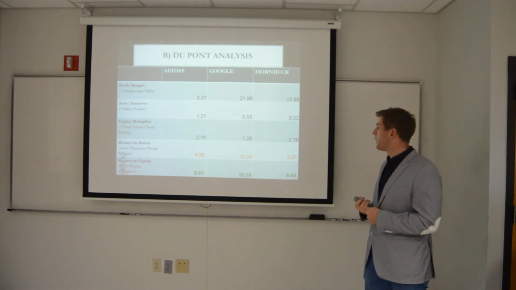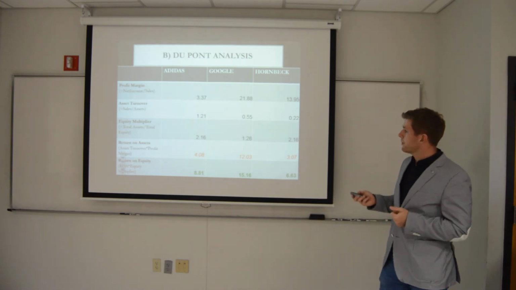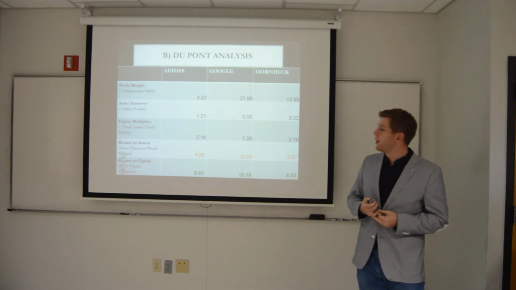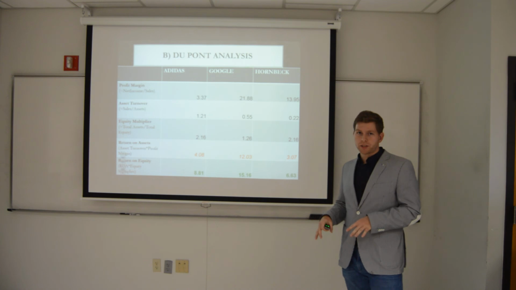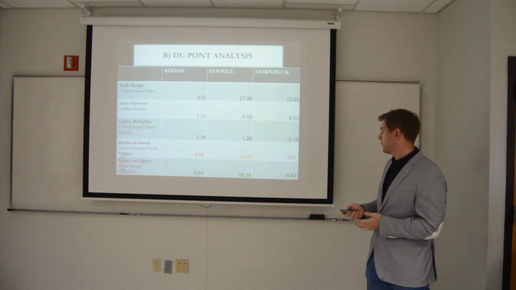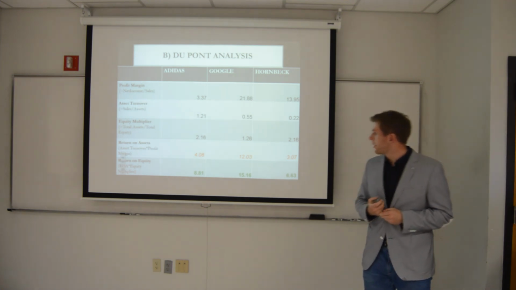Talking about if I only have the choice to buy one company, taking the equity multipliers, I see that Adidas and Hornbeck have the same equity multiplier, about 2.16, which means they're not taking much risk, but they're taking some risk, which pumps up their return on equity to about 9 for Adidas and about 6.5 for Hornbeck.